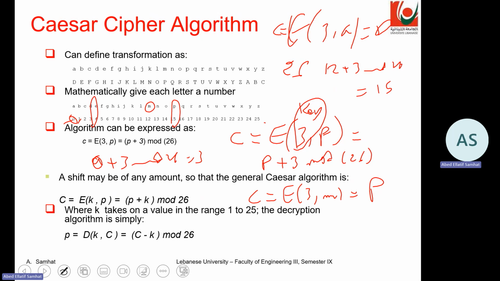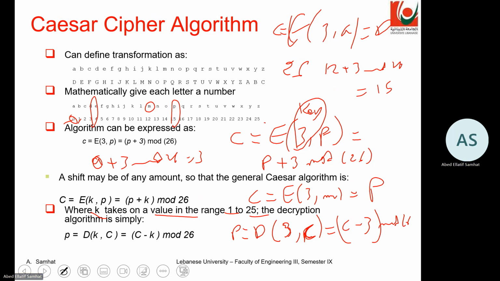In this case, it's possible to decrypt, and the decryption algorithm is that the plain text equals the decryption of the ciphertext with key 3, which equals the ciphertext minus 3 mod 26, and we are able to recover the plain text. So the Caesar algorithm was proposed with a secret key equal to 3, but it's possible to take k as any value in the range of 1 to 25.